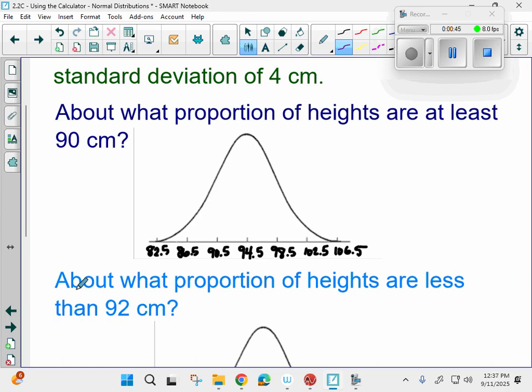About what proportion of heights are at least, bless you, 90? Bless you. Oh, bless you. All right, 90 or more. So many sneezes in stats.